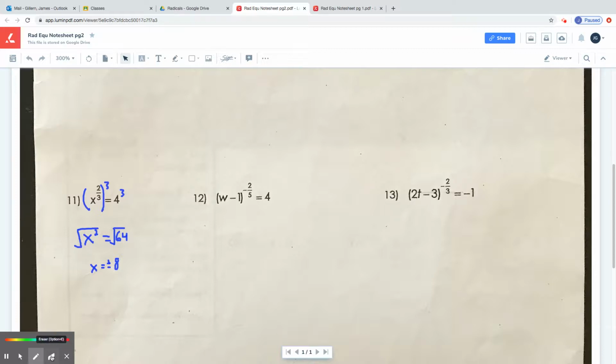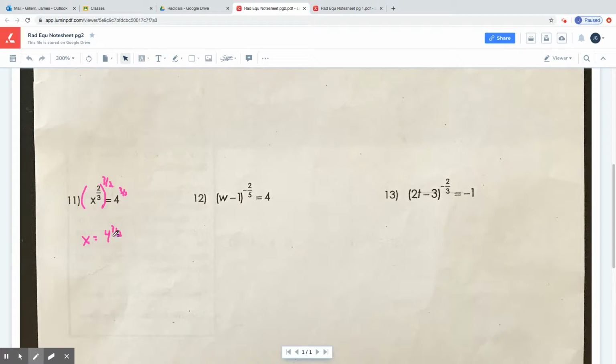Another way you could do it is you could do this. Let me just erase this real quick. So that was kind of like 2 steps. If we want to do it in 1 step, how could I get rid of this? Well, if I raise it to the reciprocal, 3 halves, what's 2/3 times 3 halves? It's just 1. So it's x equals 4 to the 3 halves.